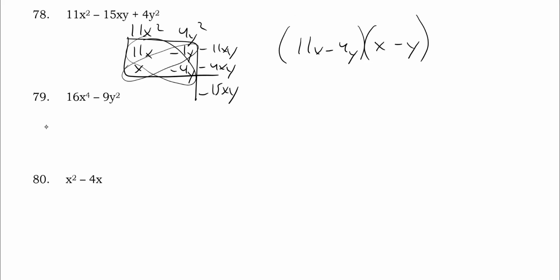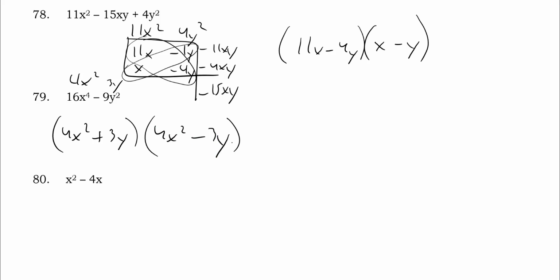Okay? This actually is a difference of two squares. X to the fourth is a perfect square. So it's going to be a 4x squared here, and this is going to be a 3y. So when I do difference of two squares, I get 4x squared plus 3y and 4x squared minus 3y. Okay, and that's it. That's all you can do. Okay, this next one's greatest common factor. Factor an x out of here, so we get x times x minus 4, and you're done.